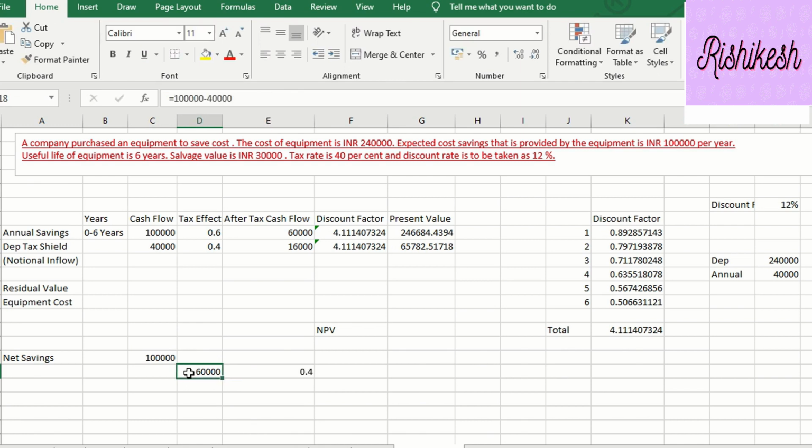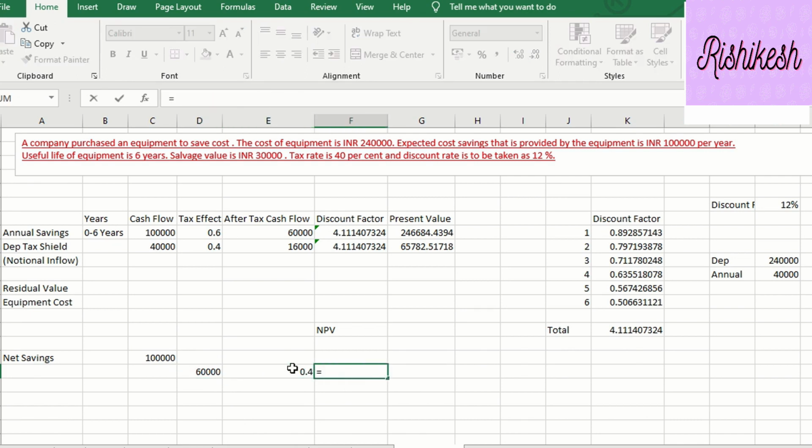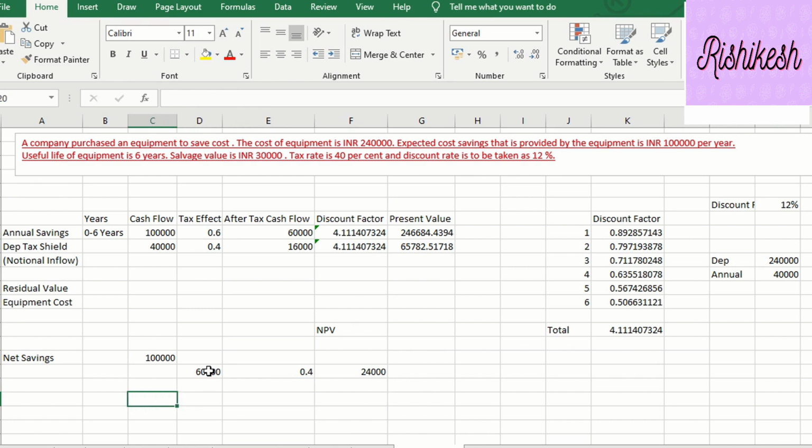That will be 0.4 multiplied by 60,000. So you're going to pay a tax of 24,000 only. So if you pay a tax of 24,000 on 1 lakh rupees, this means that 76,000 is the cash that you will have after paying the taxes.